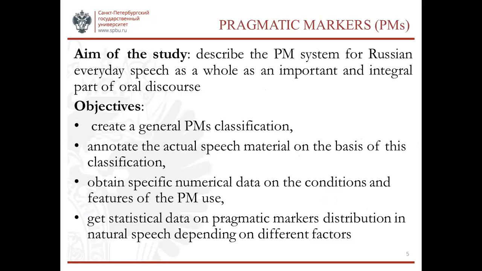So the global aim of this study is to describe the pragmatic markers system for Russian everyday speech as a whole, as an important and integral part of oral discourse. And thus we have a lot of objectives. The first one is to create a general classification of these pragmatic markers. And on the basis of this classification, we need to annotate the actual speech material, and we need to get specific numerical data on the conditions and the features of the pragmatic markers use, and then get statistical data on pragmatic markers distribution in natural speech, depending on different factors.